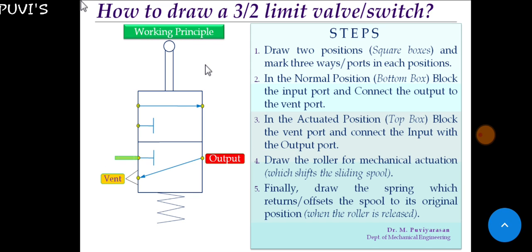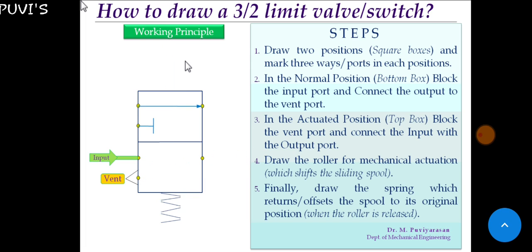Let me explain the working principle of this. During normal position, the input is blocked. Output port is vented. It means there is no control signal at the output.